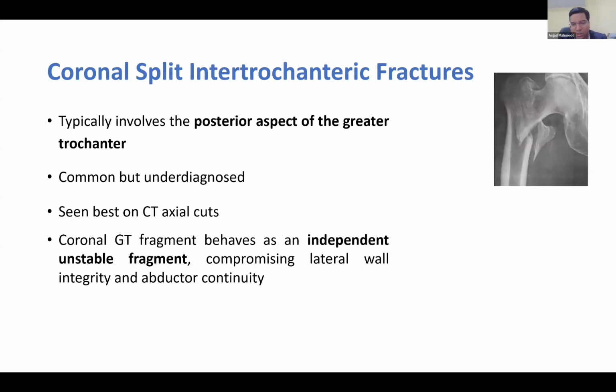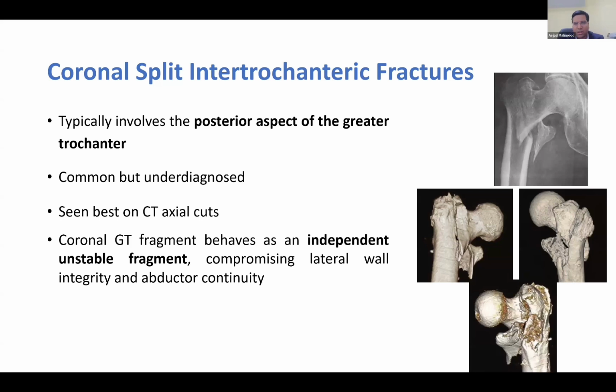After the lateral wall, the other unstable variety is the coronal split intertrochanteric fracture. The split is usually on the posterior aspect of the greater trochanter. These are very common but usually underdiagnosed, and are best seen on CT cuts. The coronal GT fragment behaves as an independent unstable fragment, and it compromises lateral wall integrity and abductor continuity. So after seeing the X-ray, if we predict that a coronal split is there, we should plan for CT also.